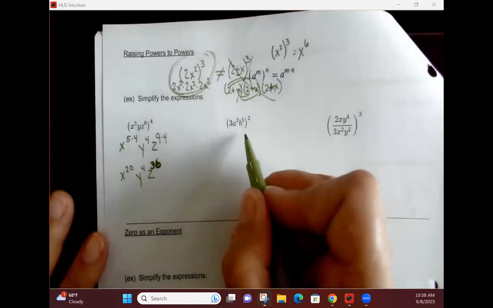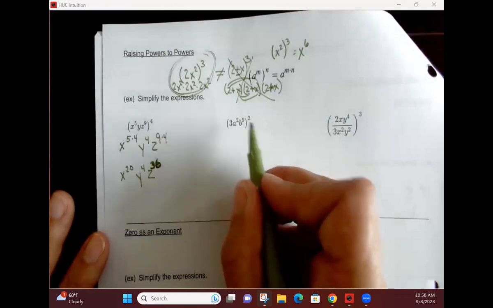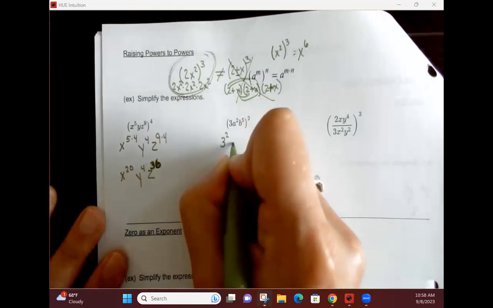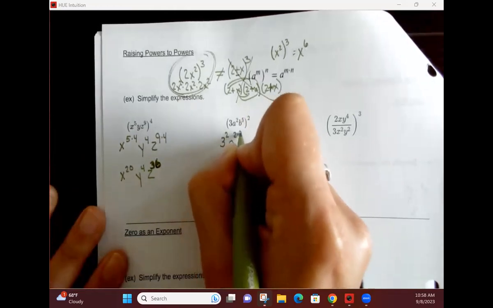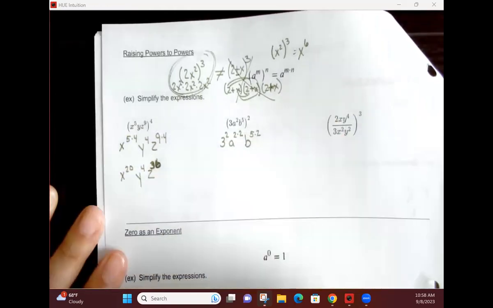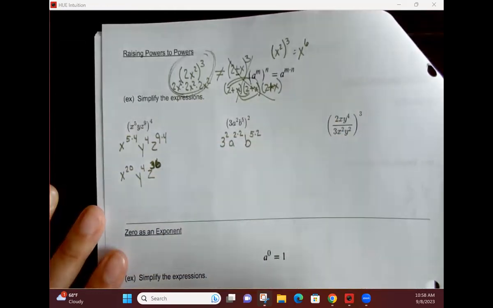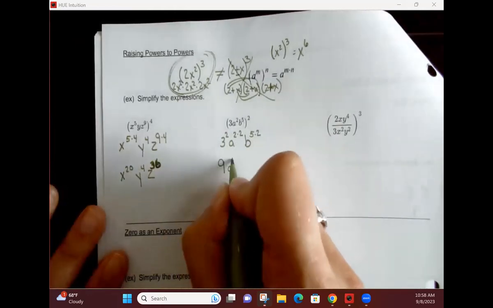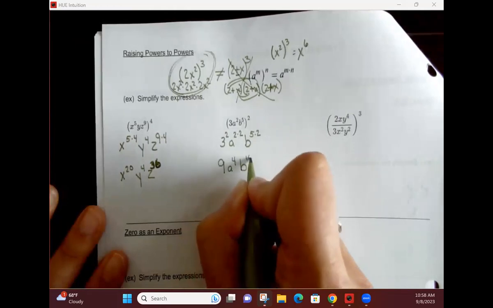Same idea for the second one here. Distribute that power in. If I already have an exponent, we're multiplying. So this would be 3 squared, a to the 2 times 2, b to the 5 times 2. So when I clean this up, 3 squared is 9. This would be a to the 4th, b to the 10th.